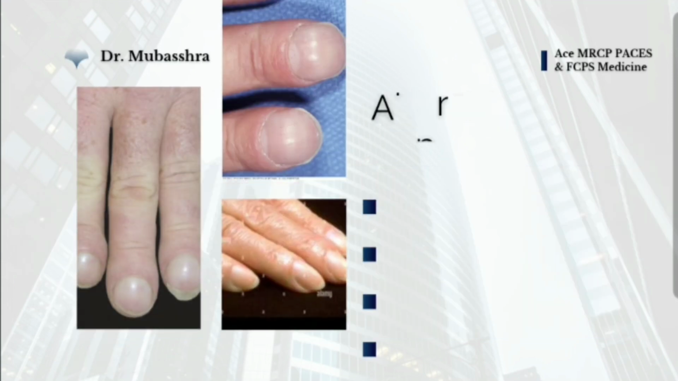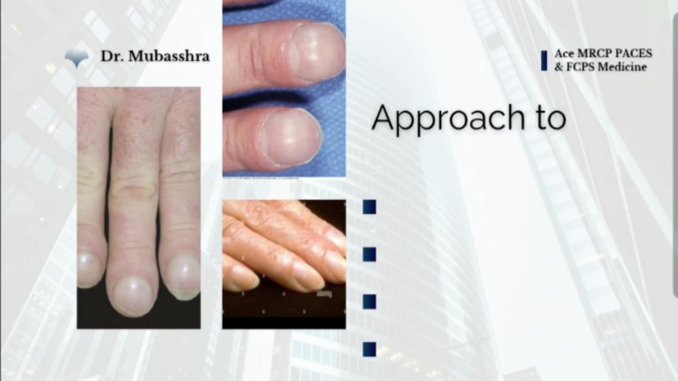Now the question is how to approach clubbing in the exam, especially in the FCPS medicine short case. The command can be: look at the patient's hand or nails and proceed. So you look at the nails and there is clubbing. You confirm it with Schamroth sign and proceed as follows.